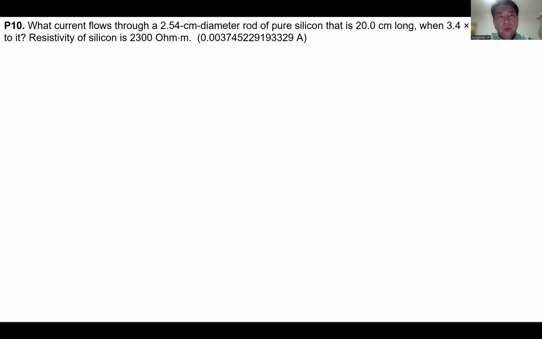What current flows through a 2.54 centimeter diameter rod of pure silicon that is 20 centimeters long? Okay. When a certain voltage is applied to it, and remember that the condition is the resistivity of silicon is given by this number. Note the unit, ohm times meter.